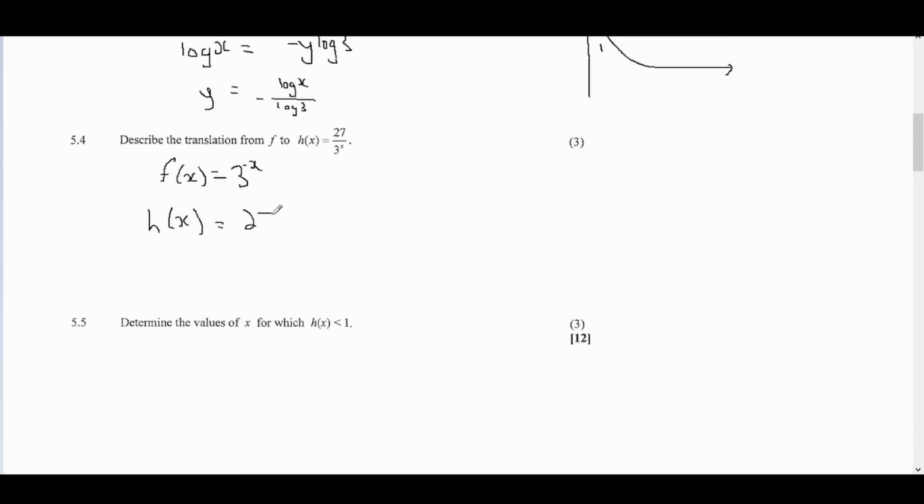We can make this 27 multiplied by 3 to the minus x, and of course 27 we can rewrite as 3 cubed multiplied by 3 to the minus x, and if we are multiplying two bases, we add exponents. This becomes 3 to the 3 minus x, and to make things a little easier for us, we can take a negative out of there, so this becomes 3 to the minus x minus 3.